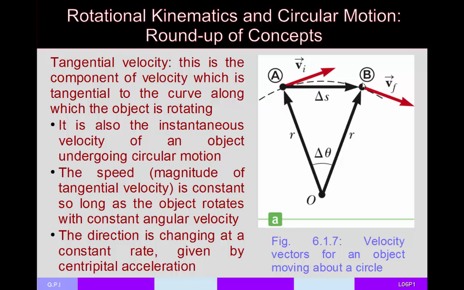The speed in the case of that type of motion, rotation with no translation, the speed will be constant so long as the object rotates with constant angular velocity, but the direction is changing at a constant rate, and so that you end up with a centripetal or center-seeking acceleration.